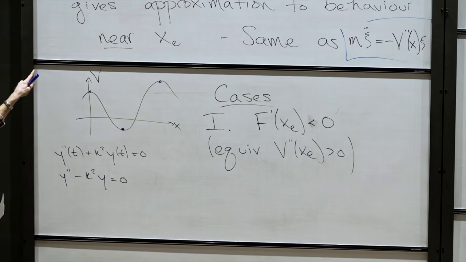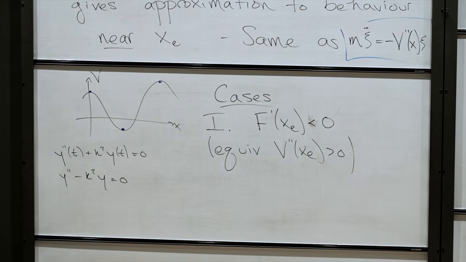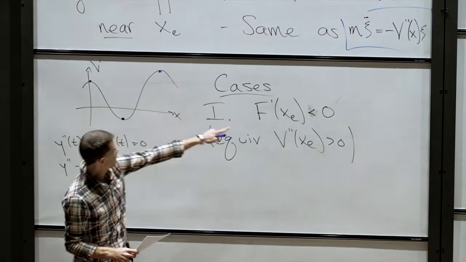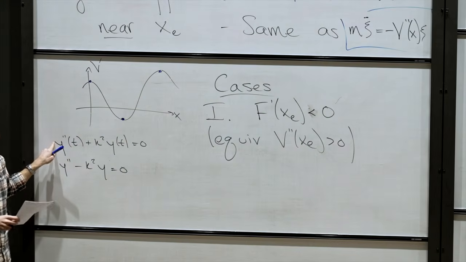We have m psi double dot, put the f prime on the other side, and either psi is going to be exponentials or sines and cosines. Sines and cosines is what we call stable, because those are functions that stay bounded. With exponentials, there's one that goes off and gets big, and that's what we're going to call unstable. And it's entirely coming from the sign of f prime. So in this case where f prime is negative, I put it on the left-hand side and it's positive, and that's sines and cosines.